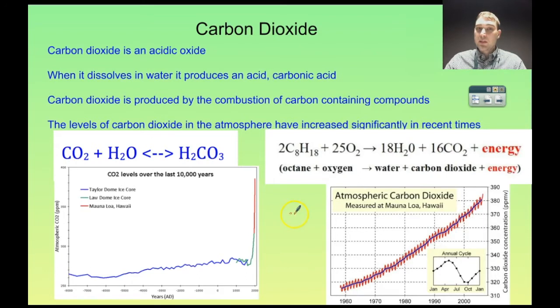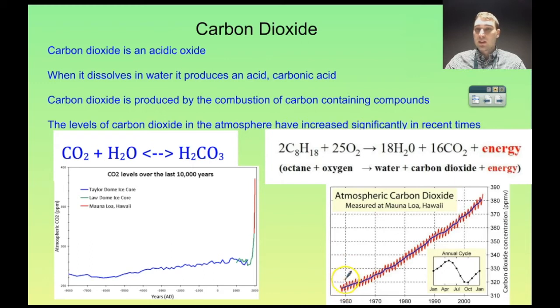We know the levels of carbon dioxide in the atmosphere have increased significantly over recent times, and we're seeing that effect on the oceans. Here's what's known as the Keeling curve. It's a measurement of carbon dioxide on a volcano in Hawaii. It's been done since about the 1960s. It goes up and down.